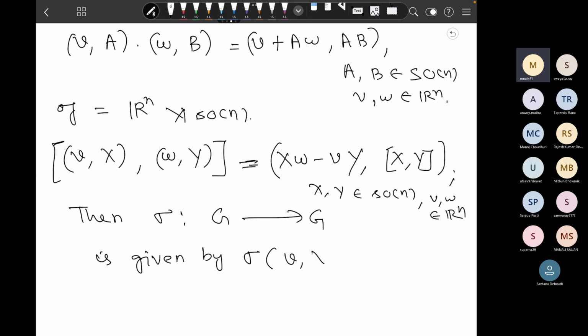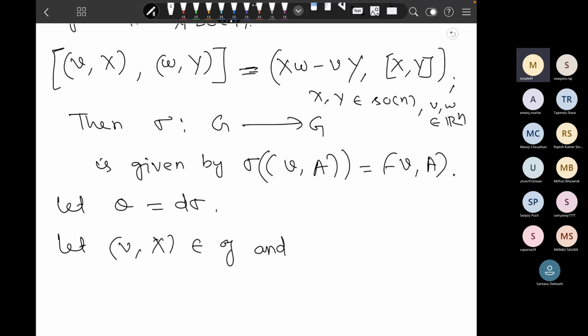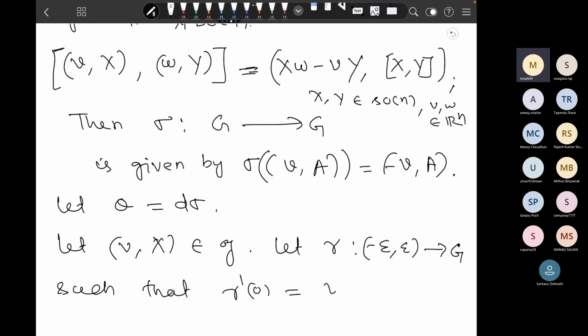Sigma of (V, x), (V, A) is really minus (V, A). Okay. And so let theta be equal to d sigma. So I want to calculate this theta. So let (V, x) belong to G, and therefore let (V, x) belong to G. Let gamma be a curve from minus epsilon to epsilon into G, so that this gamma prime 0 is equal to really (V, x).